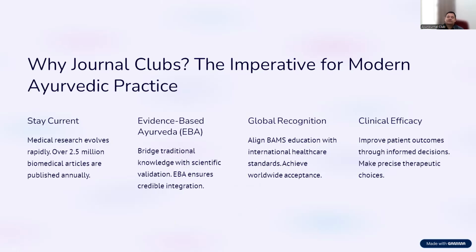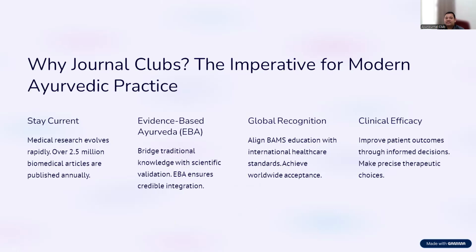So first of all, when you read a journal article from a good journal, you are going to stay current. We know that medical research evolves rapidly and over 2.5 million biomedical articles are published annually. So you can see the gross number, 2.5 million. But we don't need to read all of them. Whatever is required for us, we have to read that much only.